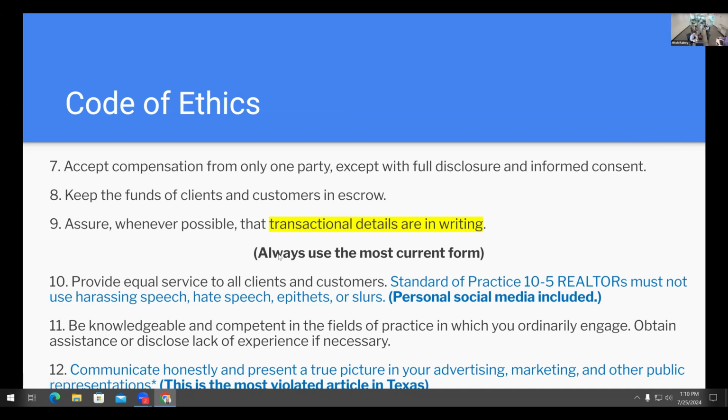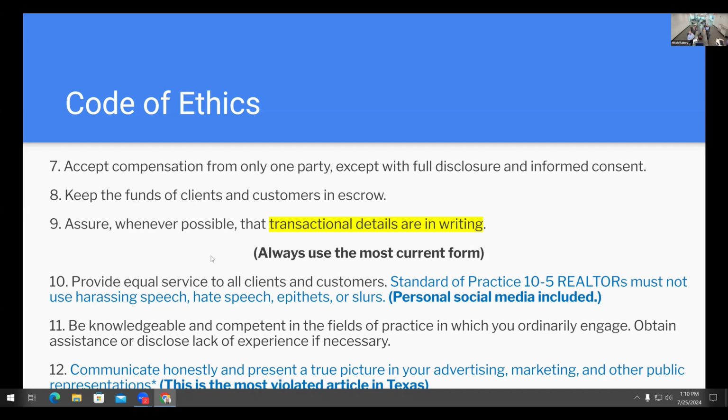Always use the most current forms. Provide equal service to all clients and customers. That's standard of practice 10-5. We've always talked about this, fair housing, you're not going to steer, or not work with someone because of something that falls into fair housing.